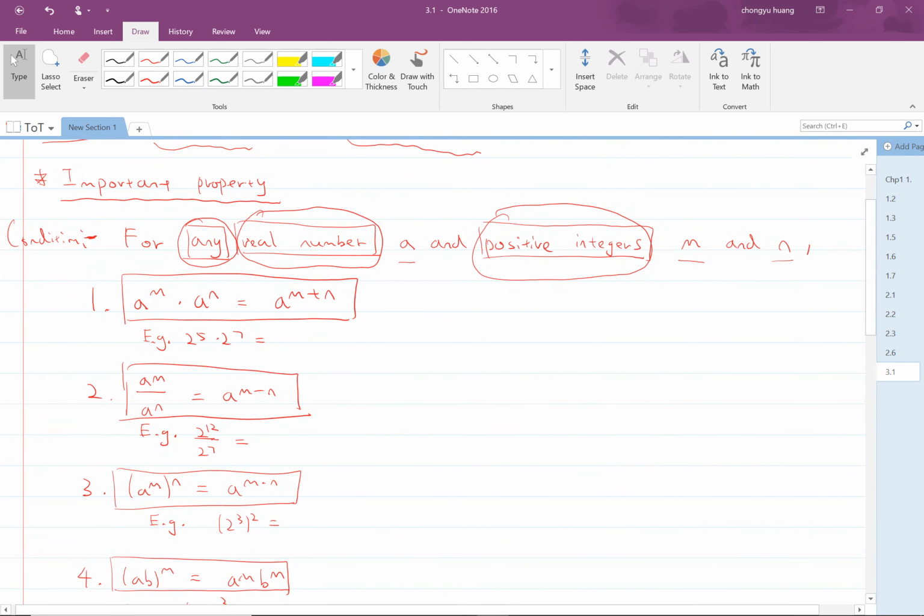For the first property, you can see over here we have a to the power m multiplied by a to the power n, and it is equal to a to the power m plus n. I think everyone is really familiar with this property. The example over here is 2 to the power 5 multiplied by 2 to the power 7, so it becomes 2 to the power 5 plus 7, which is 2 to the power 12. This is the example for property 1.